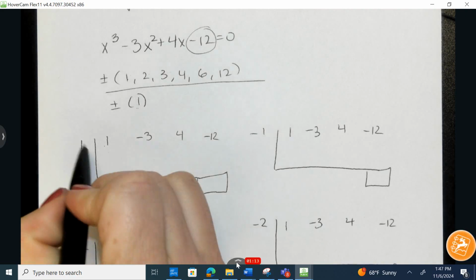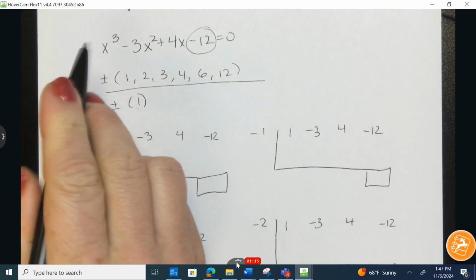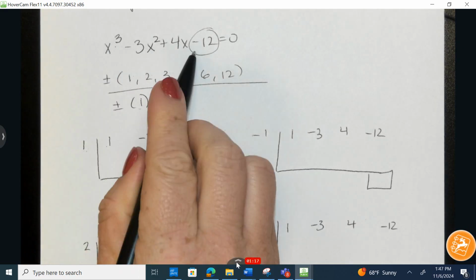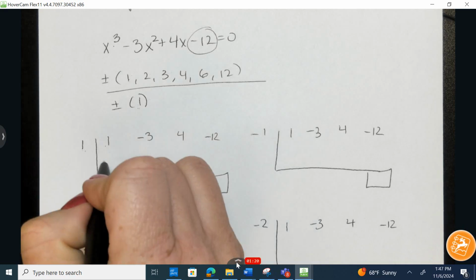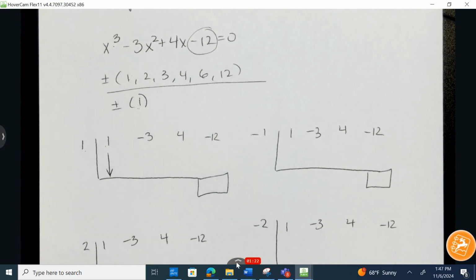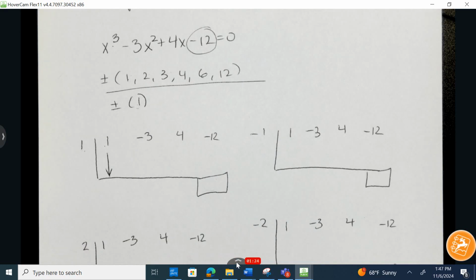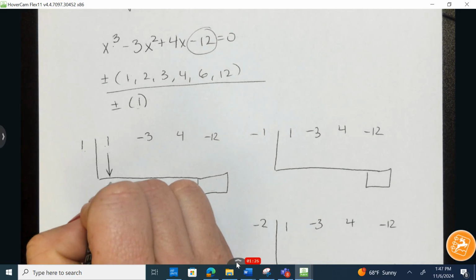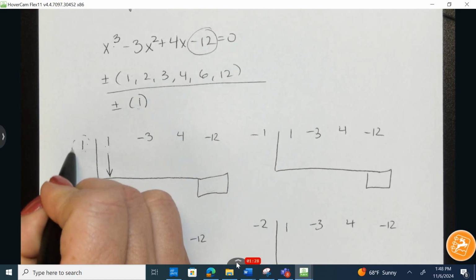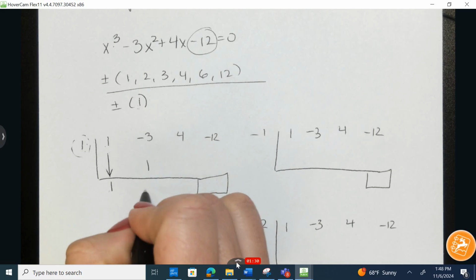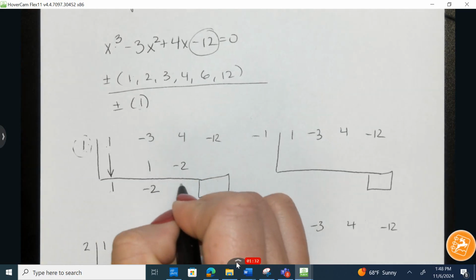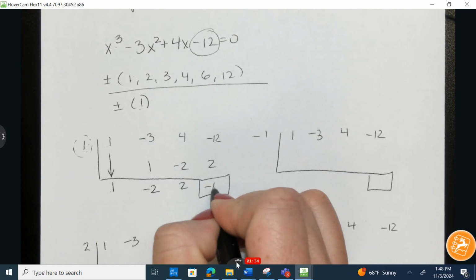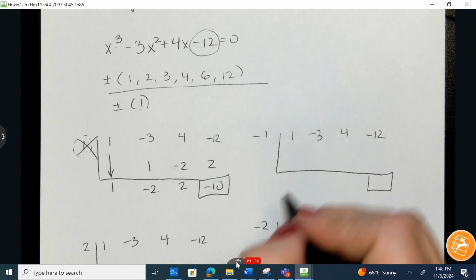Okay, let's start by looking at 1. Now, if 1 is a solution to this polynomial equation, the remainder will be 0. So I'm going to use the acronym for synthetic division, MAMA: multiply, add, multiply, add, multiply, add, and so on. So I bring down the first number and I always multiply back to this number. 1 times 1 is 1, add down, multiply, add down, multiply, add down. This means 1 is not a solution.